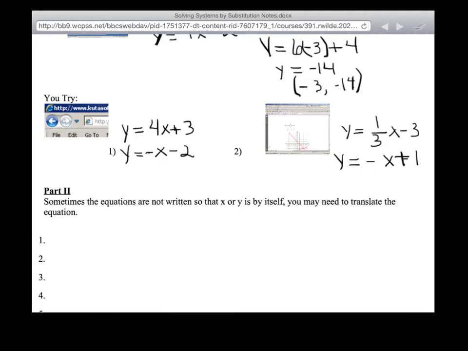Okay, after you've done your work, for number 1 on the You Try part, you should have gotten negative 1, negative 1 as your x and y value. For number 2, you should have gotten 1 and 0.